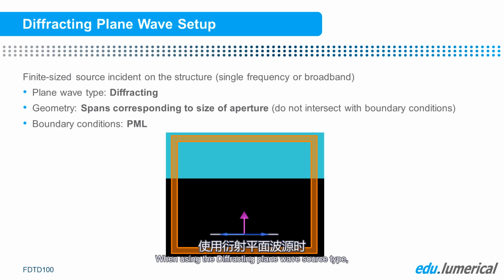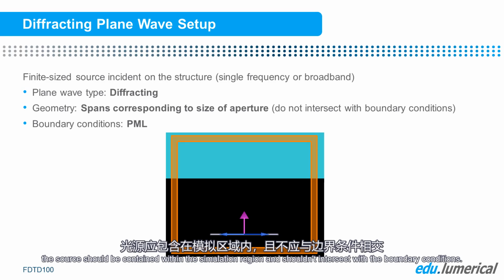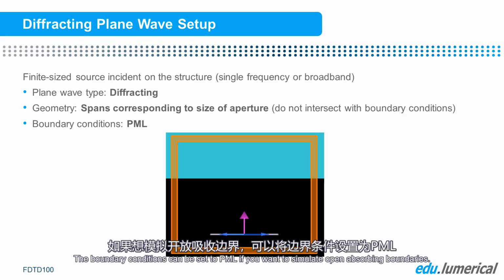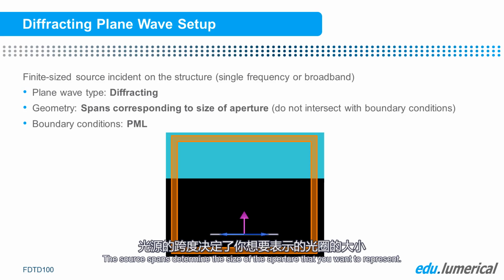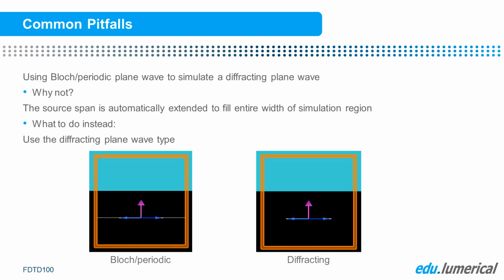When using the diffracting plane wave source type, the sources should be contained within the simulation region and shouldn't intersect with the boundary conditions. The boundary conditions can be set to PML if you want to simulate open absorbing boundaries. The source spans determine the size of the aperture that you want to represent.